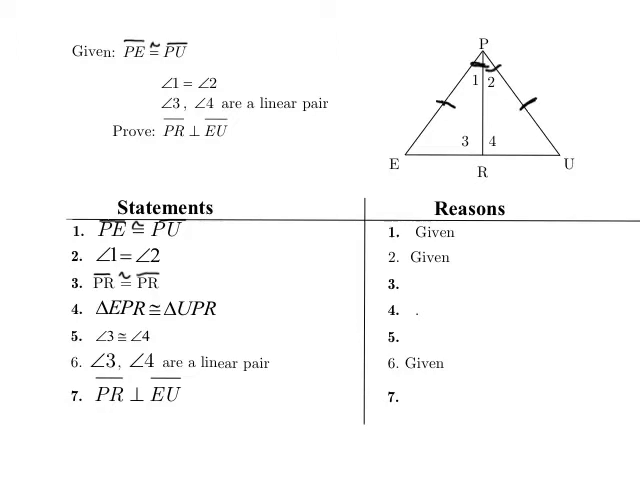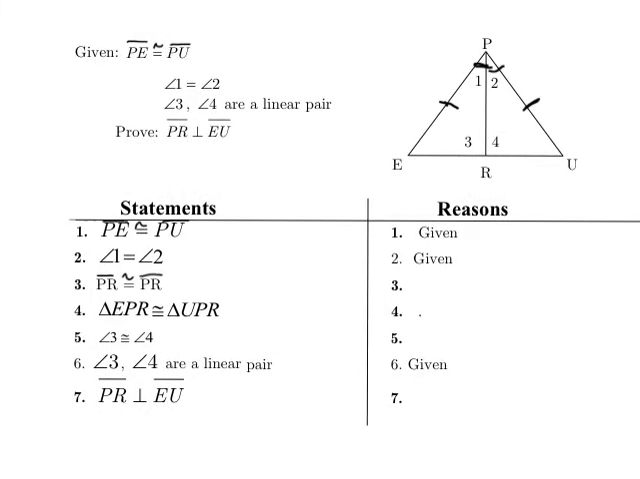What we want to eventually get to is the fact that PR is perpendicular to EU. So to do that, if I'm going to prove that they're perpendicular, we already know they're a linear pair. So if they're a linear pair, and if I can show that they are congruent, then they have to be perpendicular because both sides would have to add to 90 degrees. So that's what we're going to do.